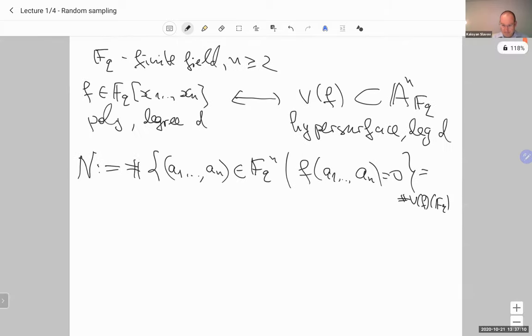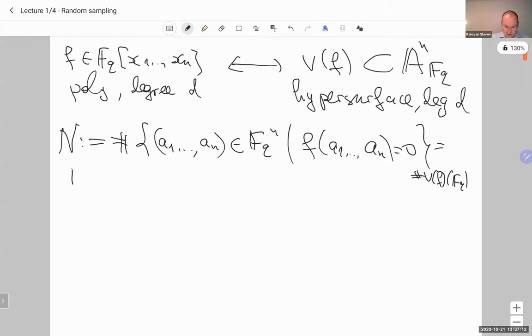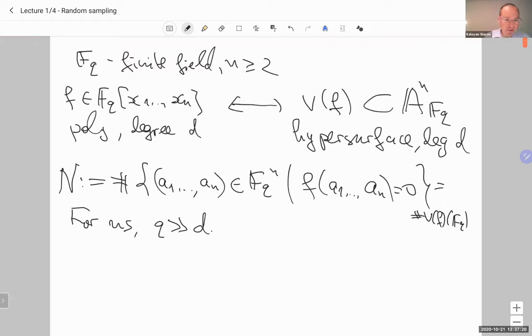Now, for us, q will be large relative to d. We'll be thinking of d, the degree of the polynomial, as fixed, and then q, the size of the finite field, will be large. This will be a common feature in all four lectures. I'll make comments about it as we go.